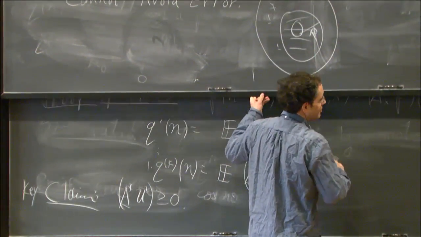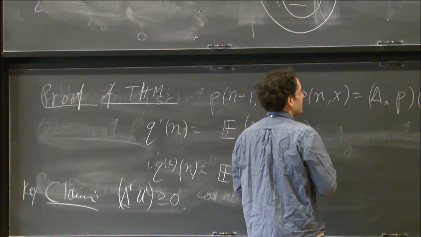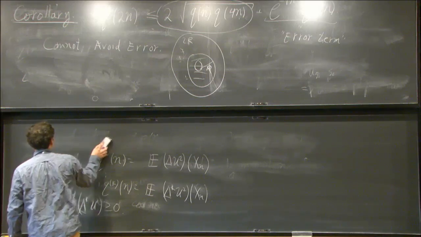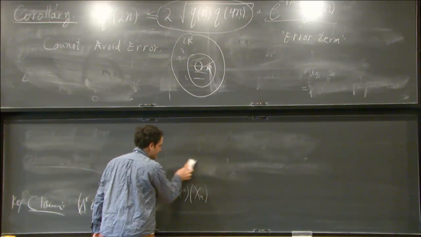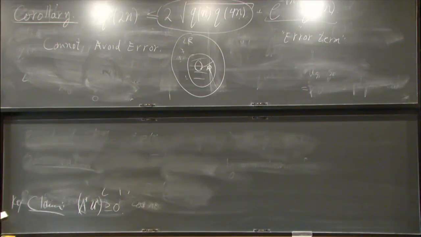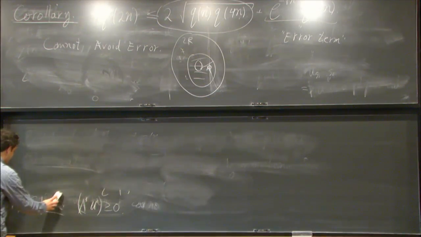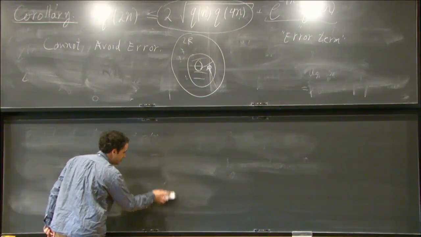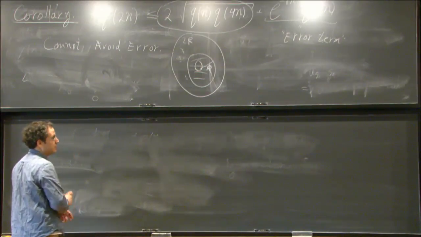In fact, one can show that if I know an a priori bound on u, for example, if I know that u is a polynomial of degree d, then for n bigger than approximately d squared, there will be no error. But if we don't have any bounds on the polynomial, then we must have this error.